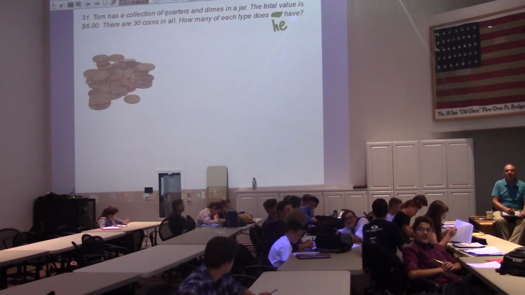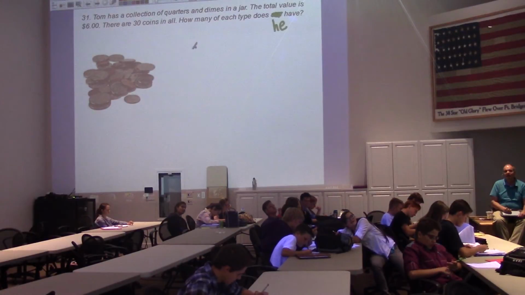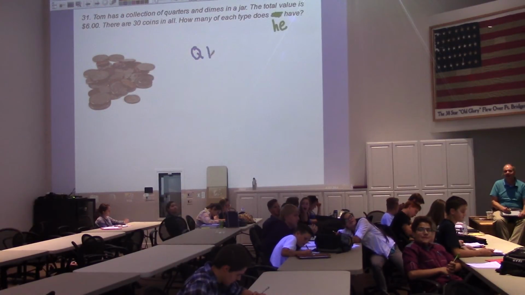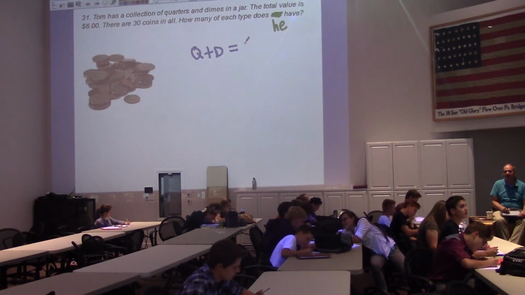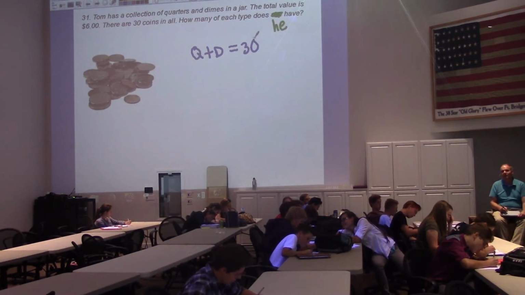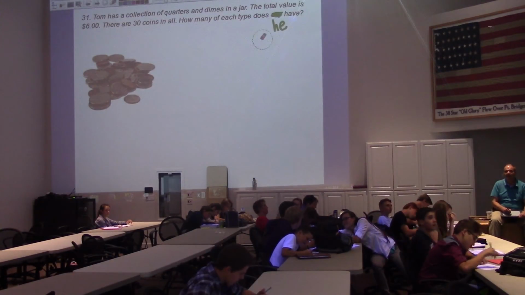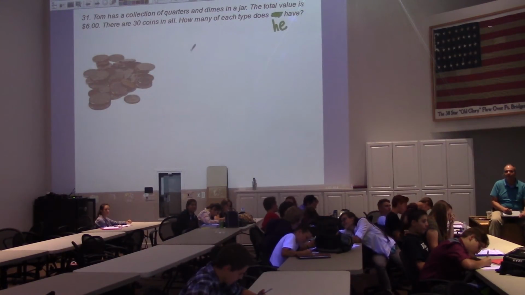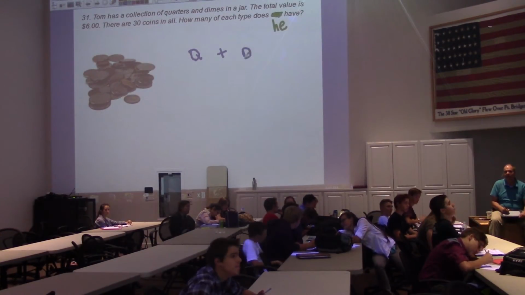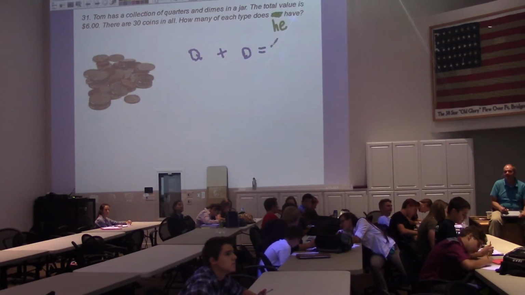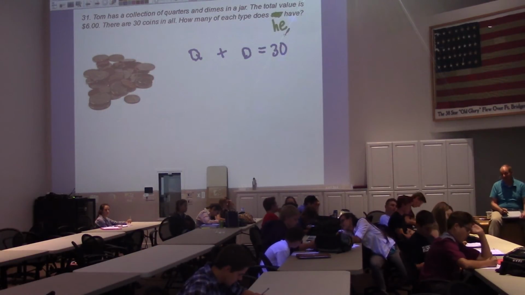So what you gotta do here, you first have to say quarters plus dimes equals 30. Just tell me how many coins you have, okay? That's all. Actually, I'm gonna write that a little bit more spaced out. So quarter plus dime equals 30. Does that make sense?